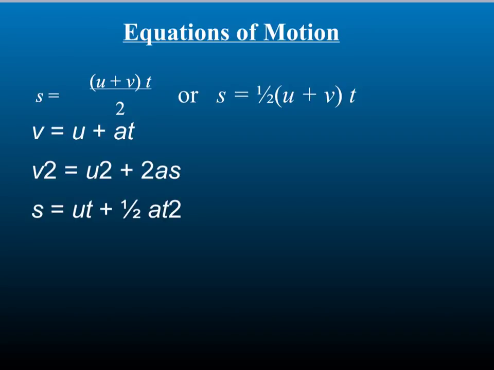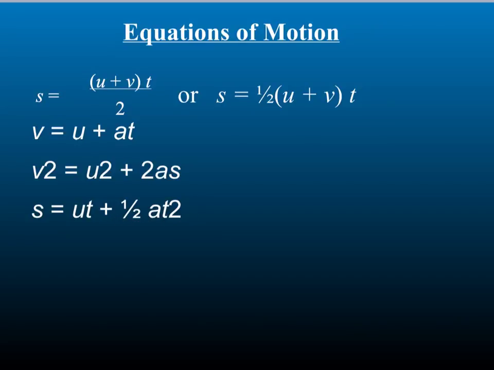Here are the 4 equations of motion that you need to be familiar with. The first one, s equals half times u plus v times t. The second one, v equals u plus at. The third one, v squared equals u squared plus 2as. And then the fourth one, s equals ut plus half at squared.